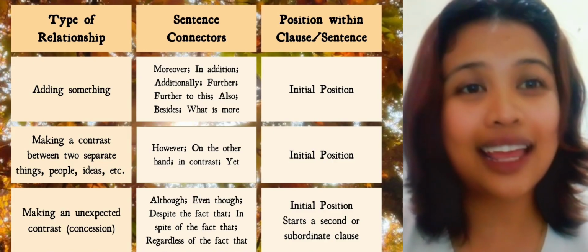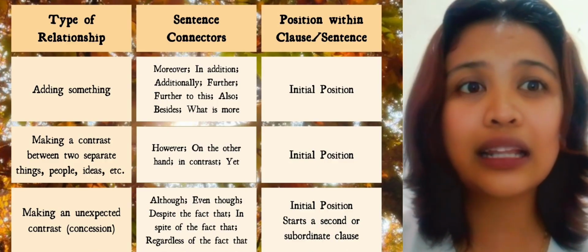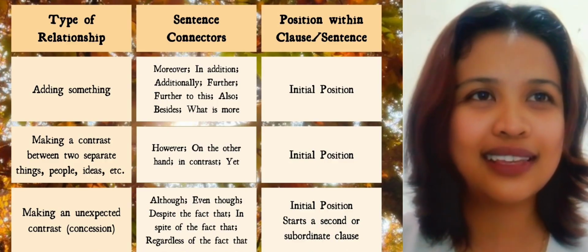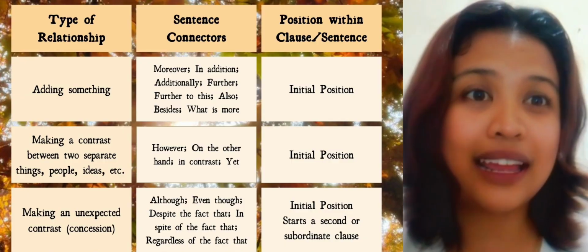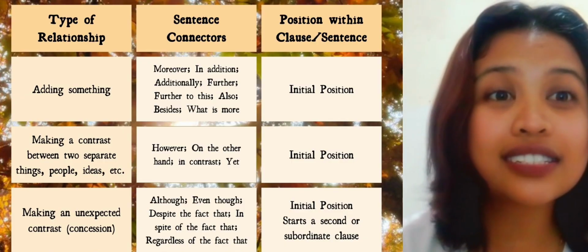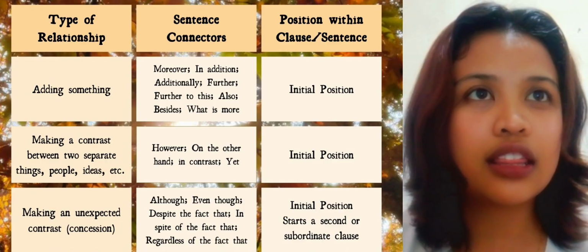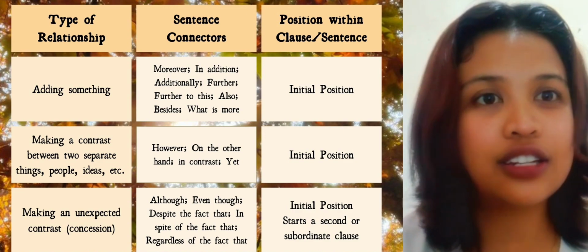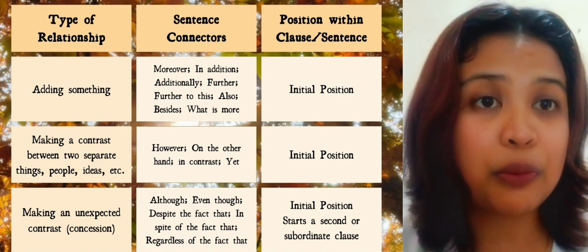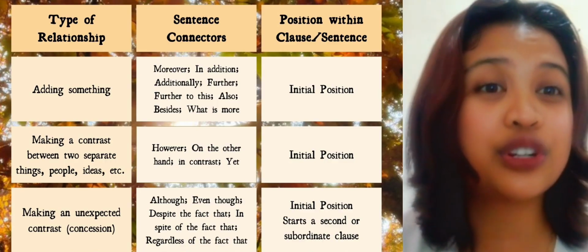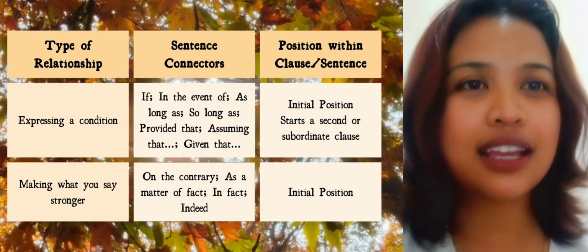For example, I like my roommate despite the fact that she can be a little bit messy at times. So we can put the despite the fact that in the middle of the sentence. And if we were to give an instance of these words being put in its initial position, we can say, although I don't like my roommate, I appreciate her generosity to me. Just like that.